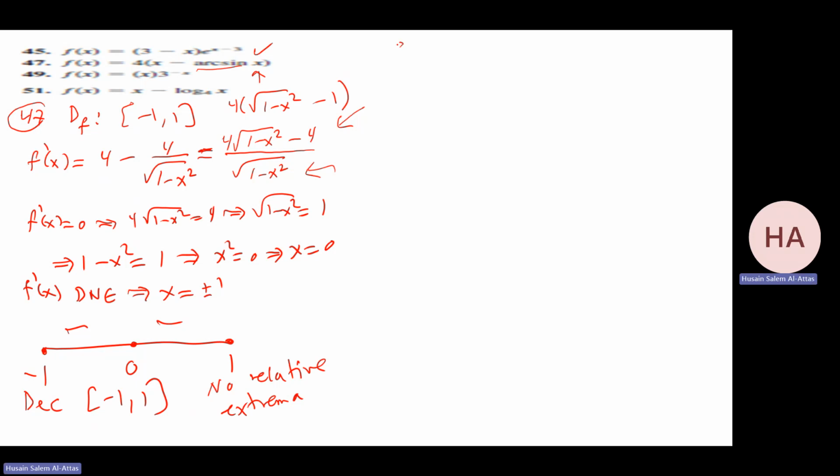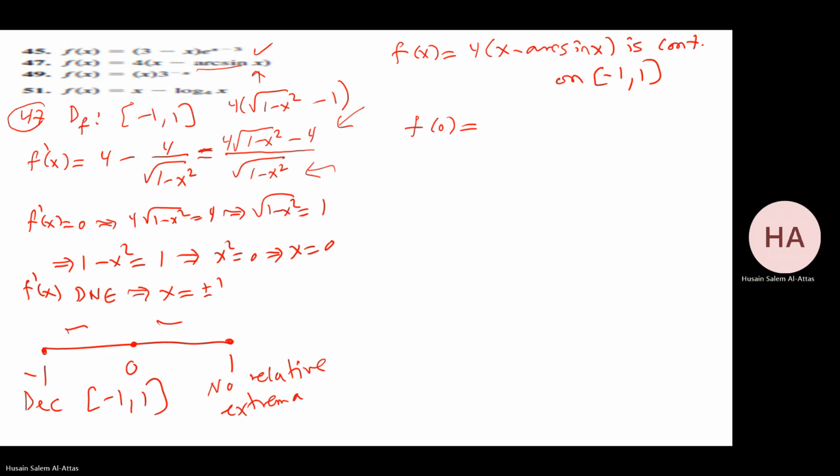Notice f of x, it's not an easy question, is continuous on this interval, which is a closed interval. So for sure it has an absolute maximum and absolute minimum. So how to check those? Like what we did in 4.1. So I will check f of 0. F of 0 will be arcsine of 0, which is 0, so everything is 0, so that will be 0.